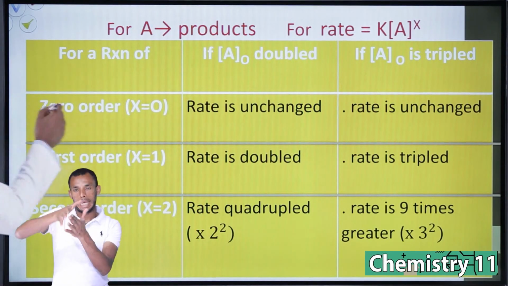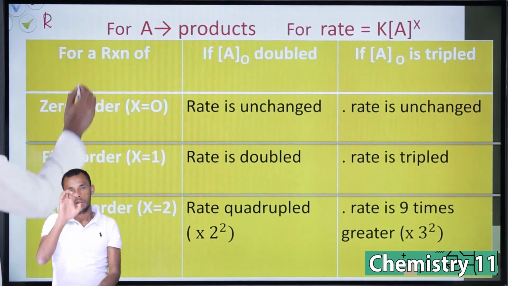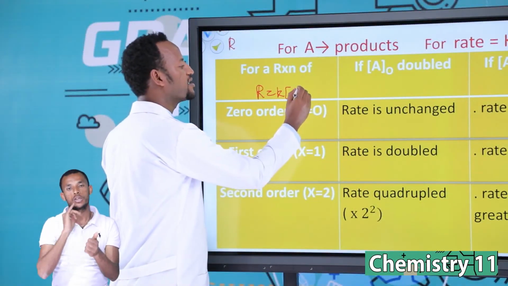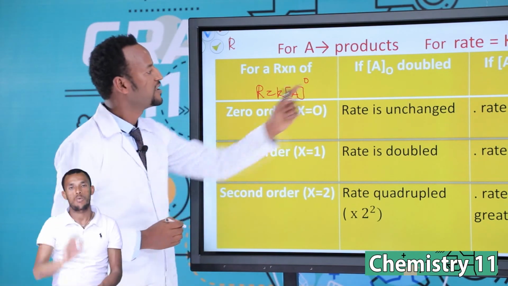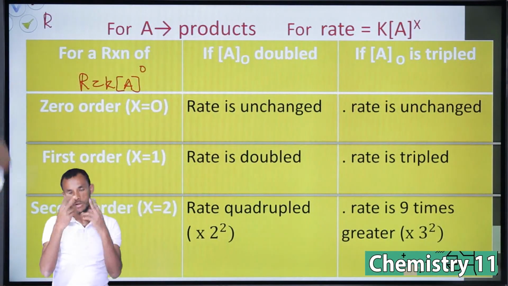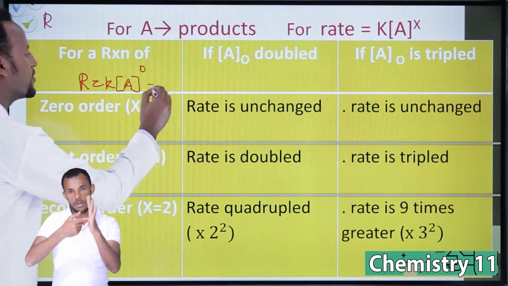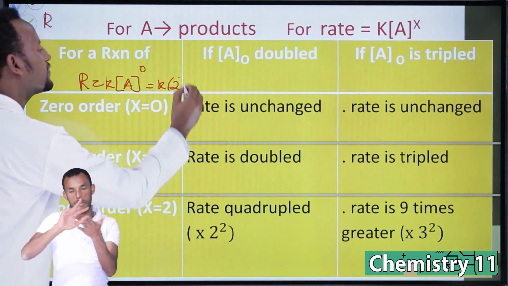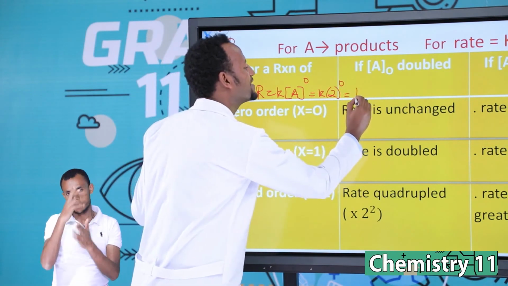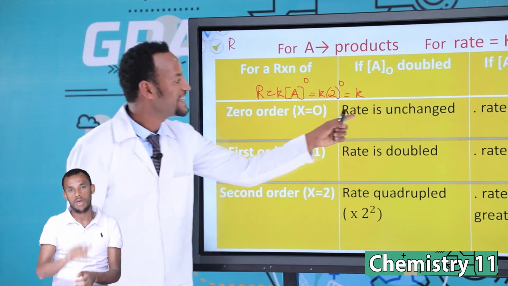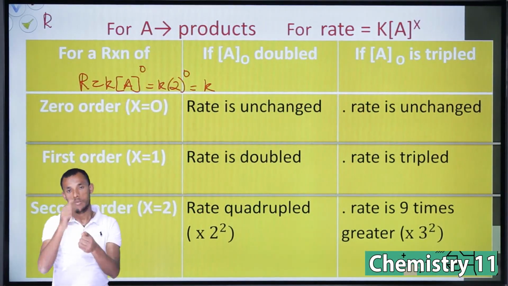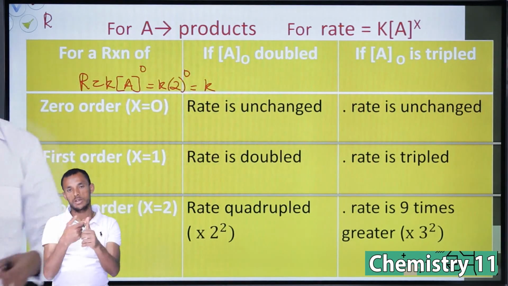Look at zero order. Rate is equal to K, and for zero order it is A to the power of 0. A naught means what? Initial concentration. The initial concentration is doubled, which means doubled to the power of 0. To the power of 0 is how much? 1. Therefore, in this case, rate is equal to K. Rate is unchanged. Why is the rate unchanged? Because it is zero order.